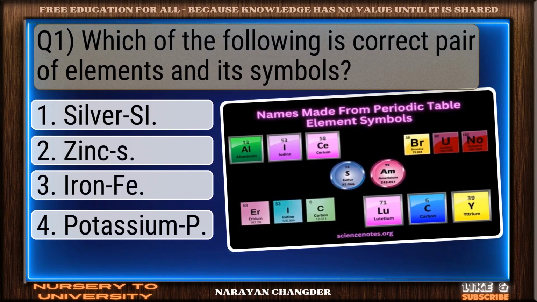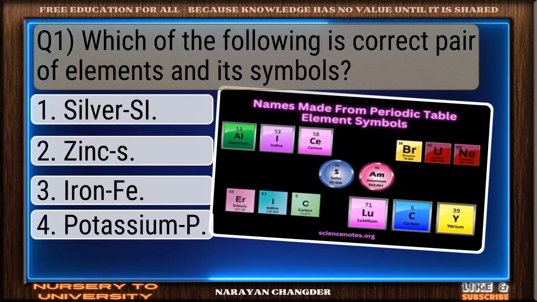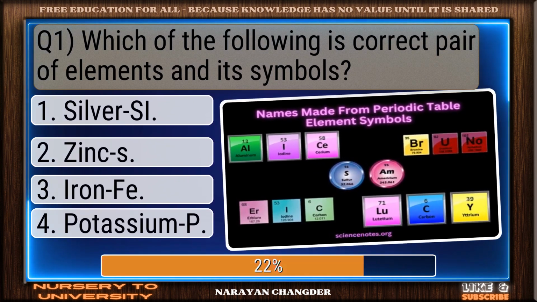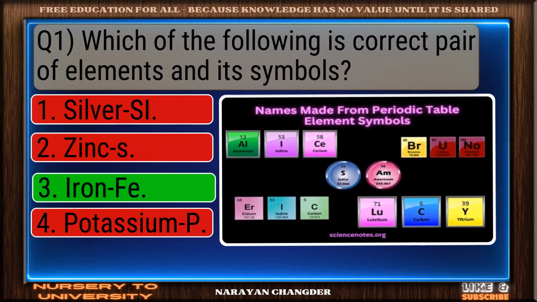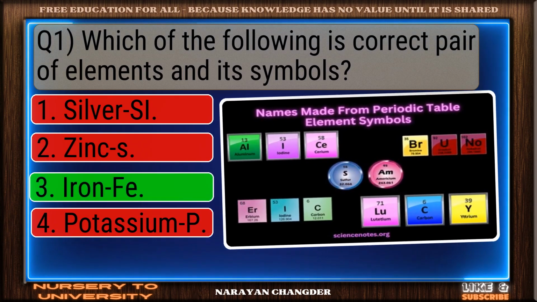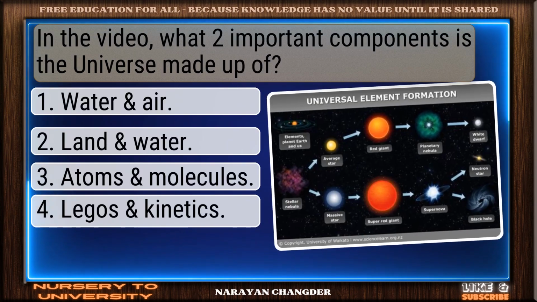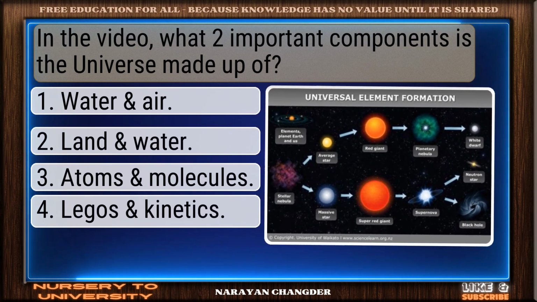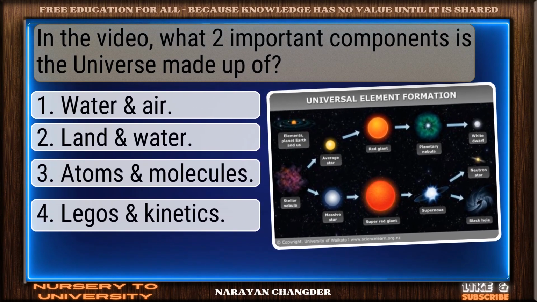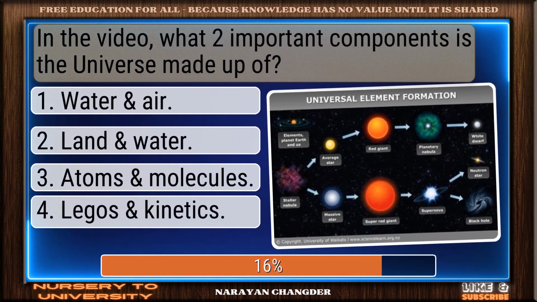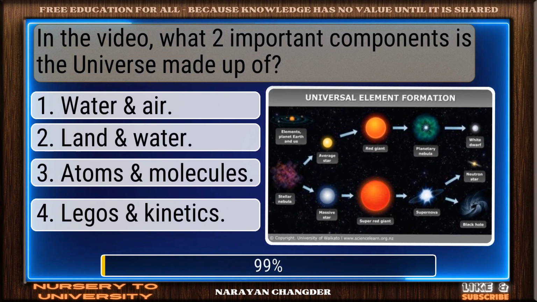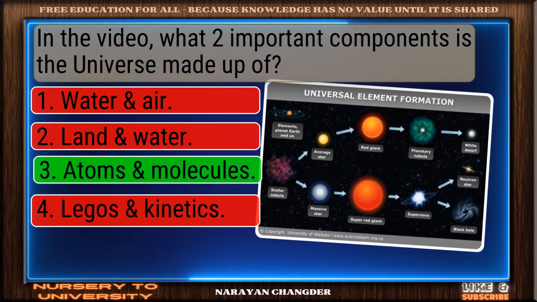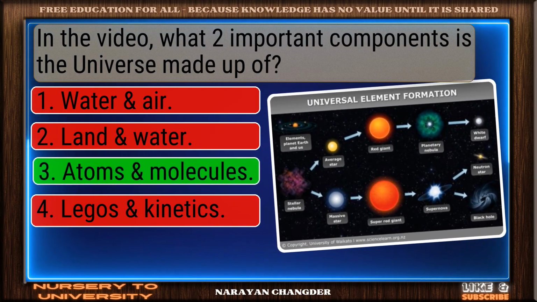Question number 70. Which of the following is correct pair of elements and its symbols? Smart pick. Iron Fe is the correct choice. Question number 71. In the video, what 2 important components is the universe made up of? Great thinking. Atoms and molecules is the right choice.